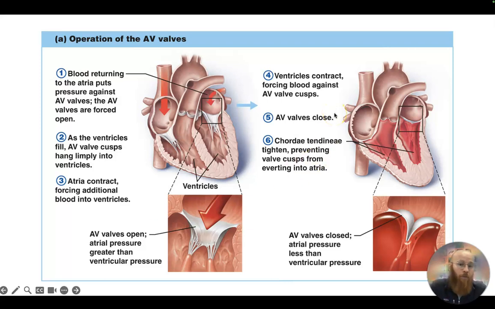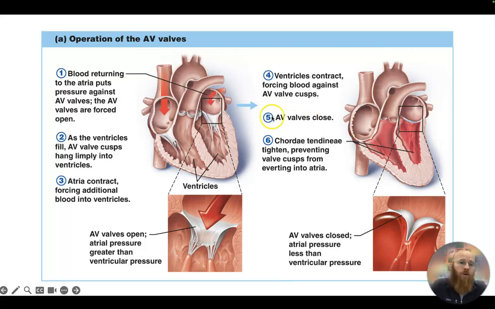Now, at a certain point, those ventricles are going to fill with enough blood. And a second part of this process is that those ventricles are going to contract. And so when that happens, this is going to force blood up and against those AV valve cusps, and this is going to cause those valves to close. Now, that pressure is very, very large whenever those ventricles contract.